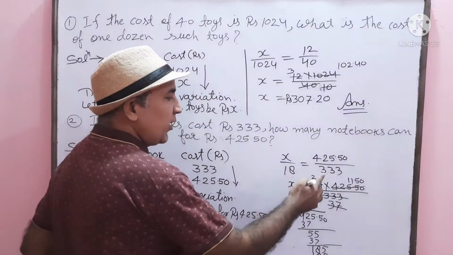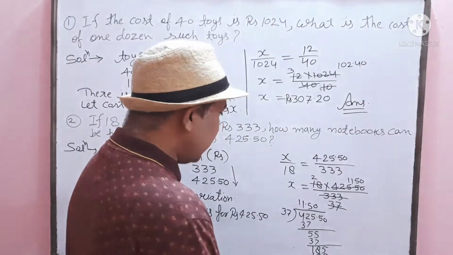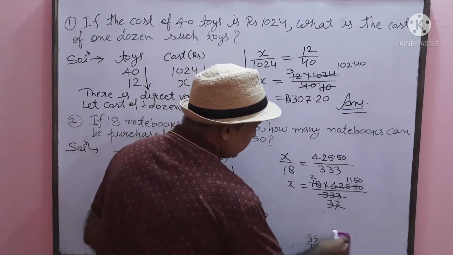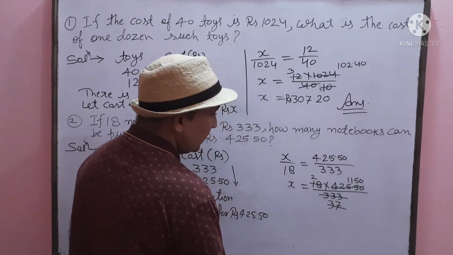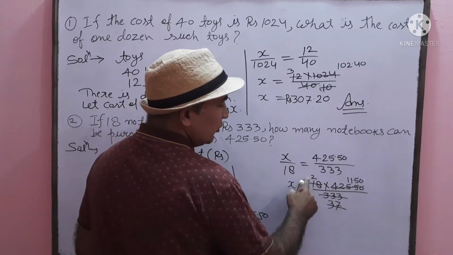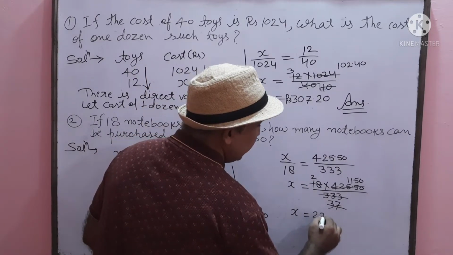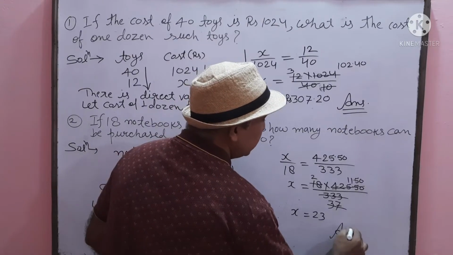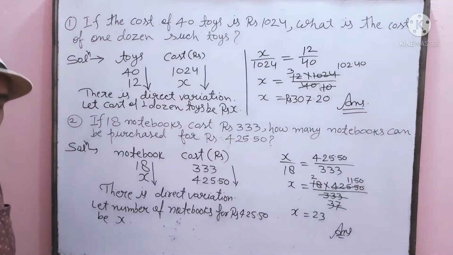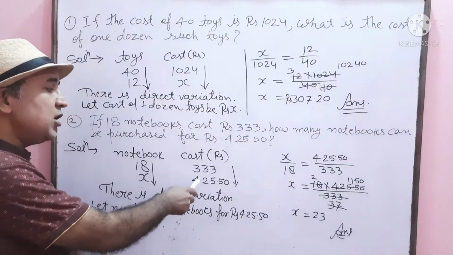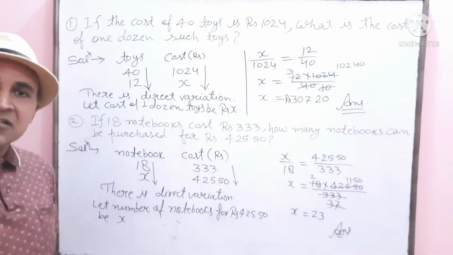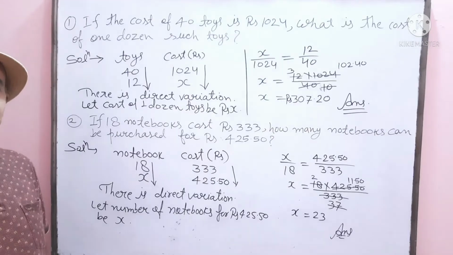Now 11.5 will be multiplied by 2 and we will get the value of x. See here. X is equal to 11 into 2, 22 plus 1, 23. By multiplying, you can get that the value of x is 23, meaning the number of notebooks that can be purchased for rupees 425.50 is 23. Okay, now pause the video and note down these two questions.